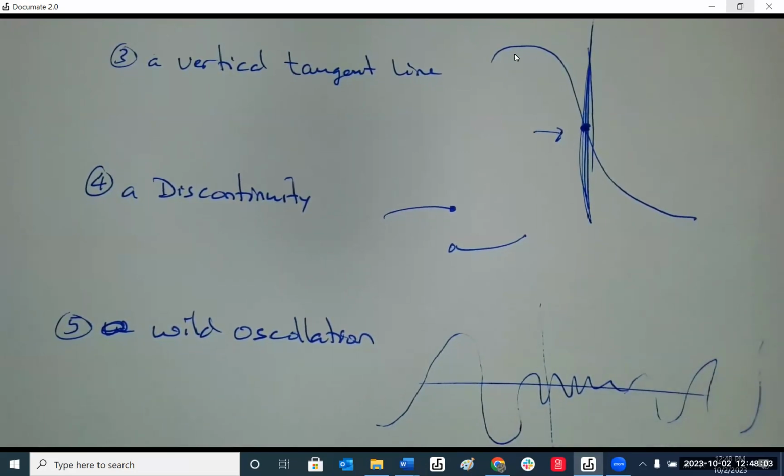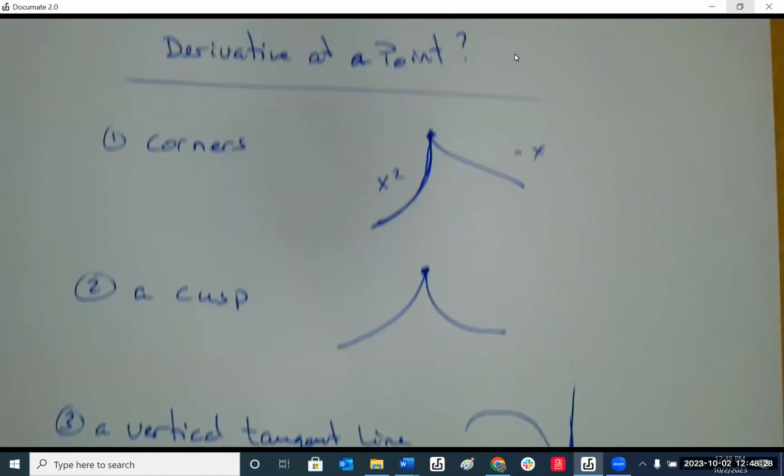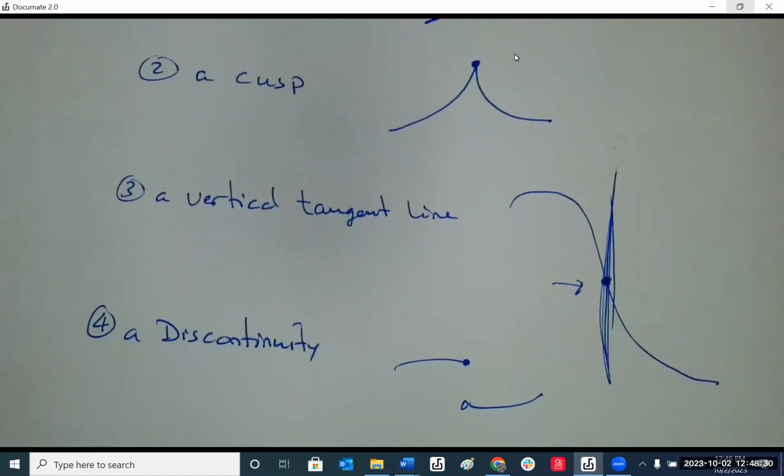If it sporadically, really fast goes up and down in a short amount of space. Wild means that in a very small segment, it may have 100 maximums and minimums, because it occurs so frequently you don't know what it's going to be. So these are the 5 conditions where a function does not have a derivative at a point.